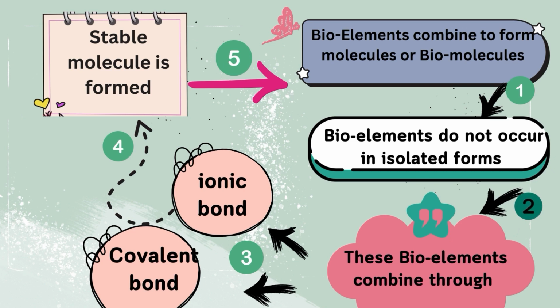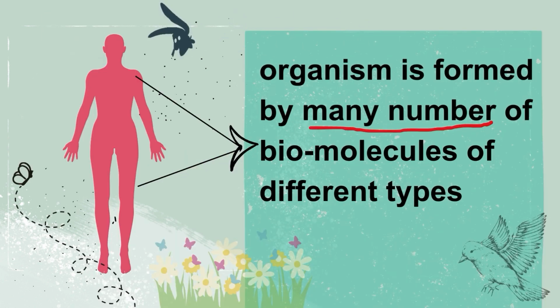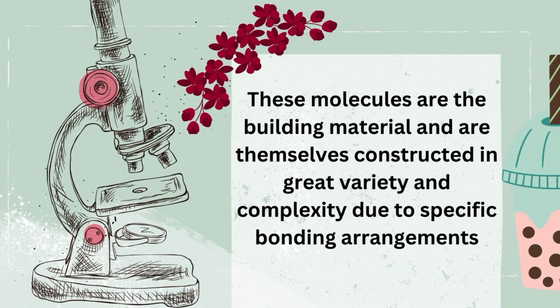Bioelements do not occur in isolated forms. These bioelements combine through 2 types of bonds. These bonds are ionic or covalent bond. By ionic and covalent bonds, the bioelements form a stable molecule. These stable molecules are called molecules or biomolecules. An organism is formed by many number of biomolecules of different types. These molecules are the building material and are themselves constructed in great variety and complexity due to specific bonding arrangements.